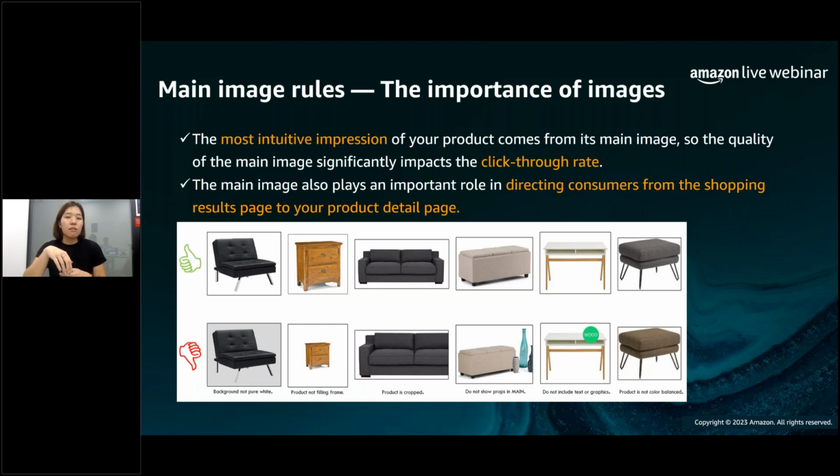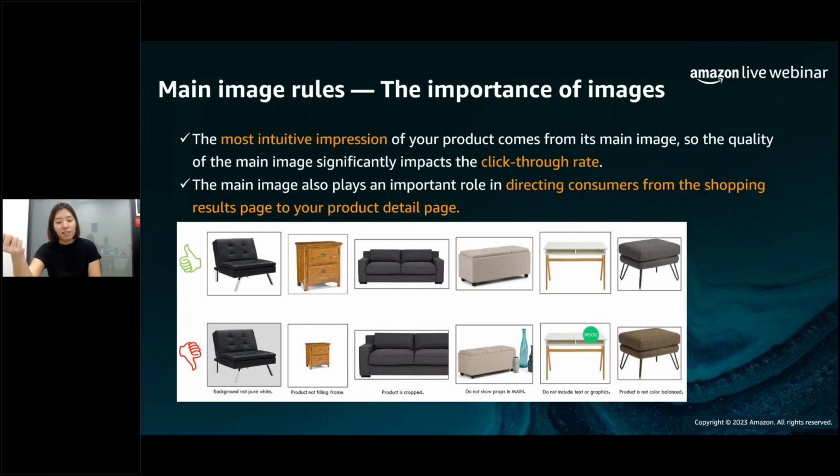Okay, now the reason why we don't approve the photos in the thumbs down is, number one, the background is not pure white, and it makes it very difficult for the customer to see what they're getting. Product not filling the frame means it's maybe too small, and the customer can't really tell the details of the product. Or the photo is cropped, so they can't see the full thing. And with the next photo, with the sofa and some vase, you don't know what you're buying. Are you buying the vase? Are you buying the sofa? Nobody knows.